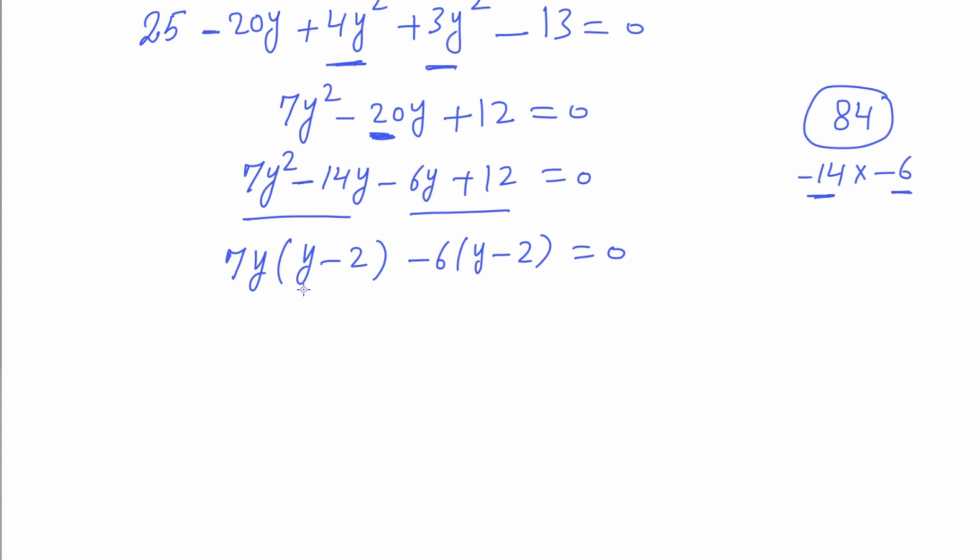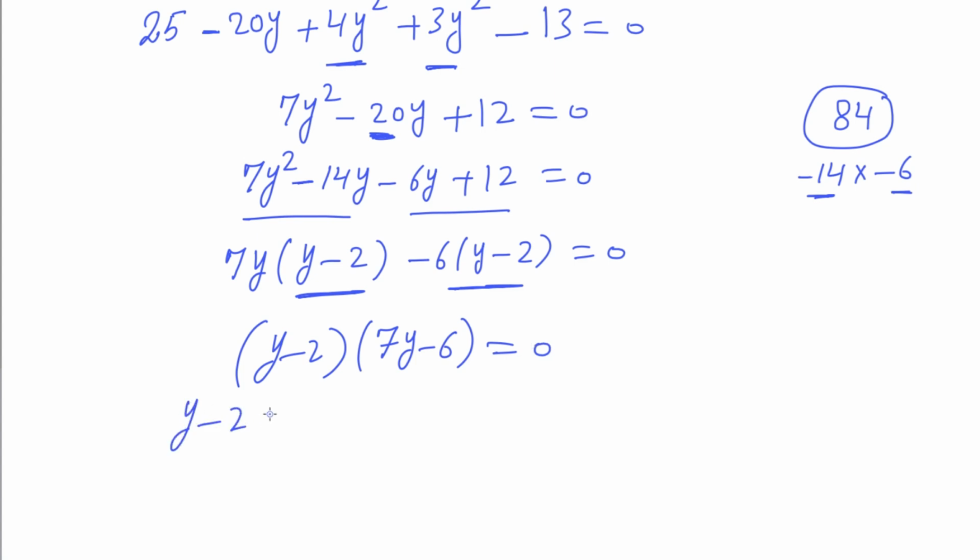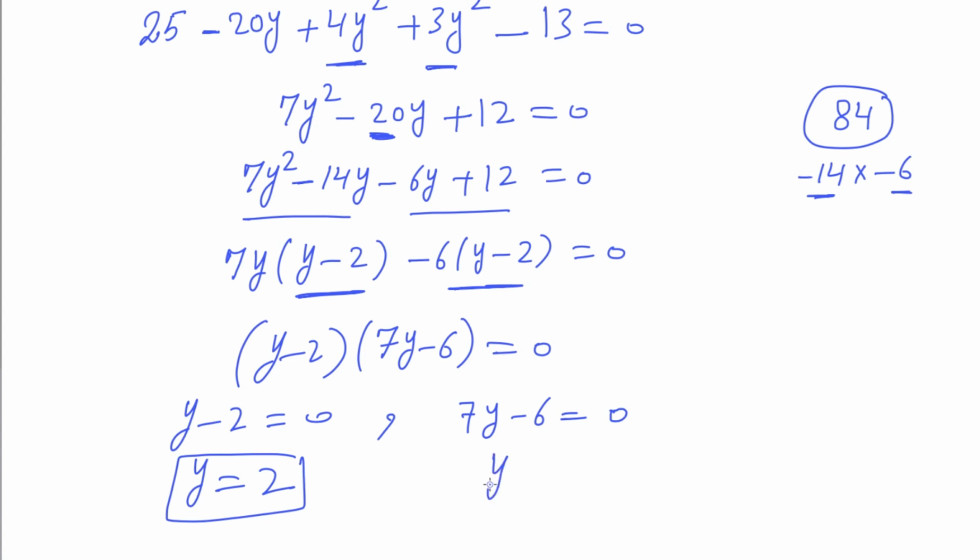Now y minus 2 is common again, so write it one time only, and in the next bracket write the values left over there. That is 7y minus 6 equals 0. So y minus 2 equals 0 and 7y minus 6 equals 0. y will be equal to 2, so y is 2, and from here you get the value for y, that will be equal to 6 over 7. 6 goes to the right side and then divide by 7, so y is this value.